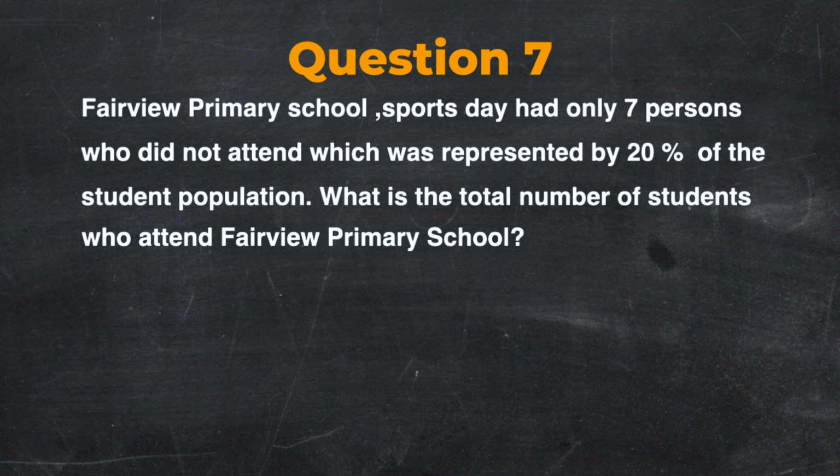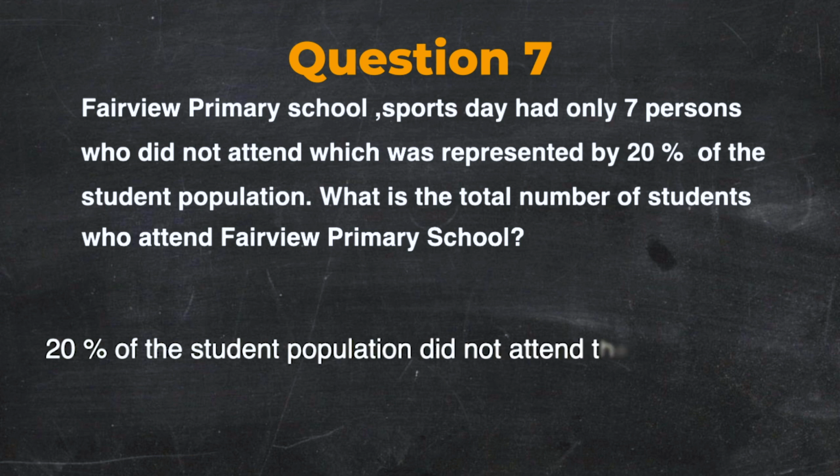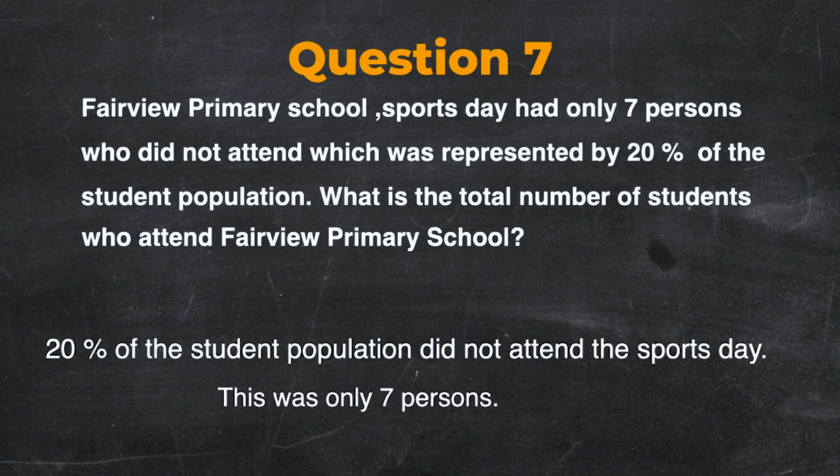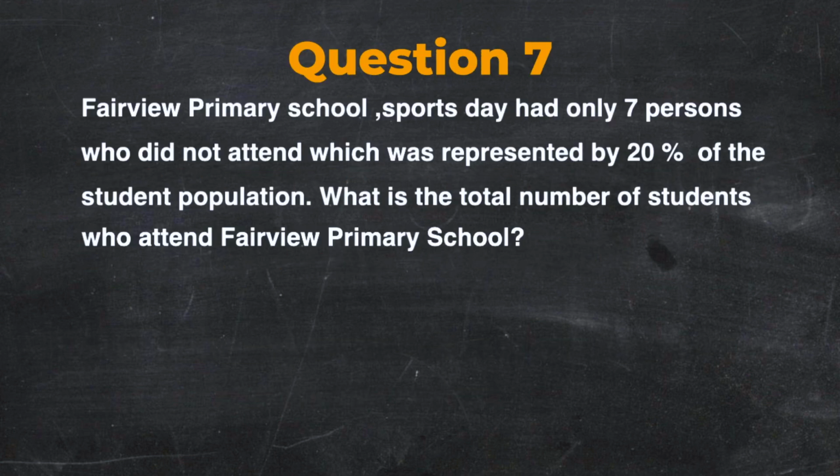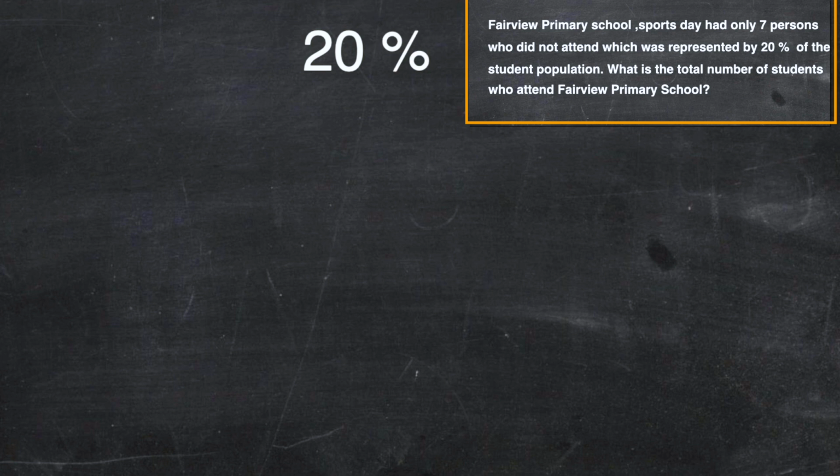So, what do we know? We know that 20% of the student population did not attend the sports day. This was only 7 persons. Now, what do we need to solve this problem? First, we write 20% as a decimal.